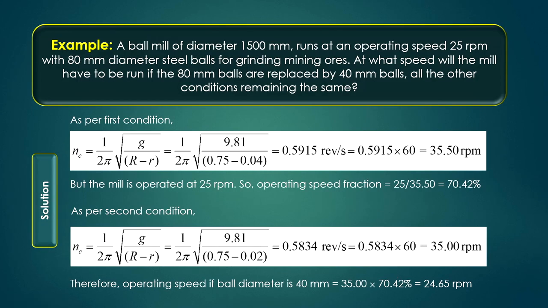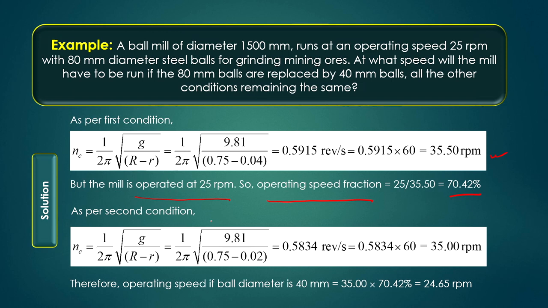Another example: a ball mill of diameter 1500 millimeter runs at an operating speed of 25 rpm with 80 millimeter diameter steel balls for grinding mining ores. At what speed will the mill have to be run if the 80 millimeter balls are replaced by 40 millimeter balls? All the other conditions remain the same. As per the first condition, the critical speed calculated from the formula will be 35.50 rpm, but the mill is operated at 25 rpm. So the operating speed fraction will be 70.42%.